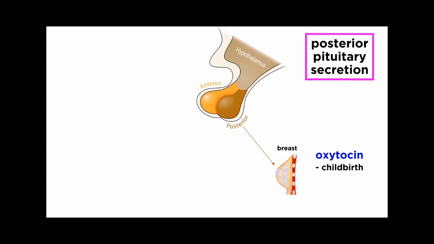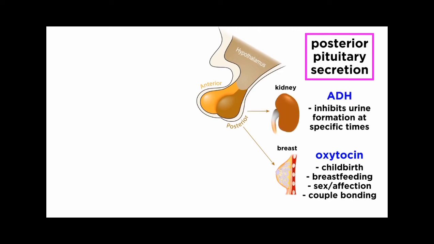Oxytocin is released during childbirth and is also involved in the release of milk during breastfeeding. In addition, it is involved in sexual and affectionate behavior between mates, promoting couple bonding. ADH is completely different, inhibiting urine formation during times of high blood osmolarity or low blood pressure, thus helping the body avoid dehydration.